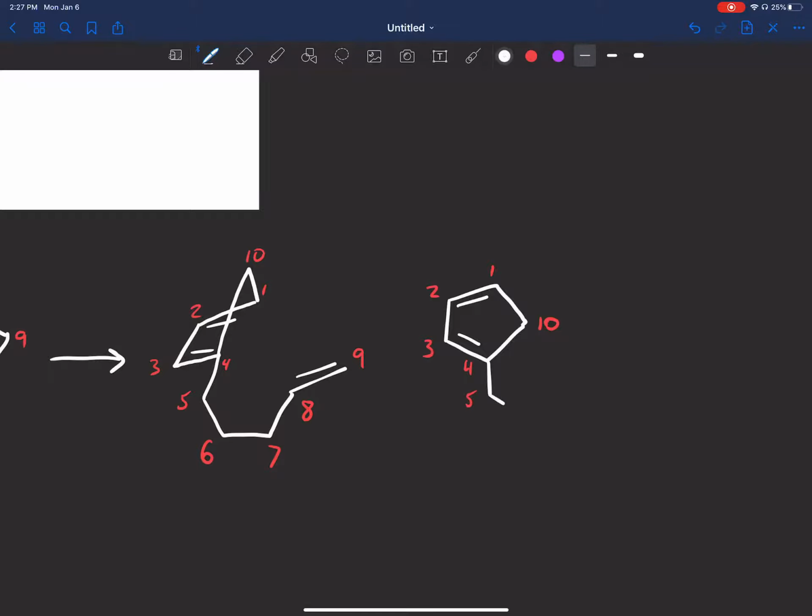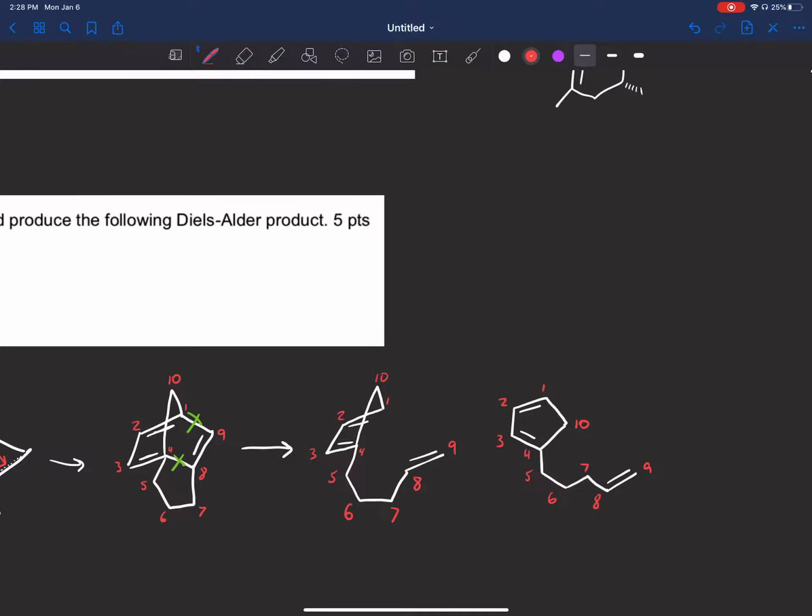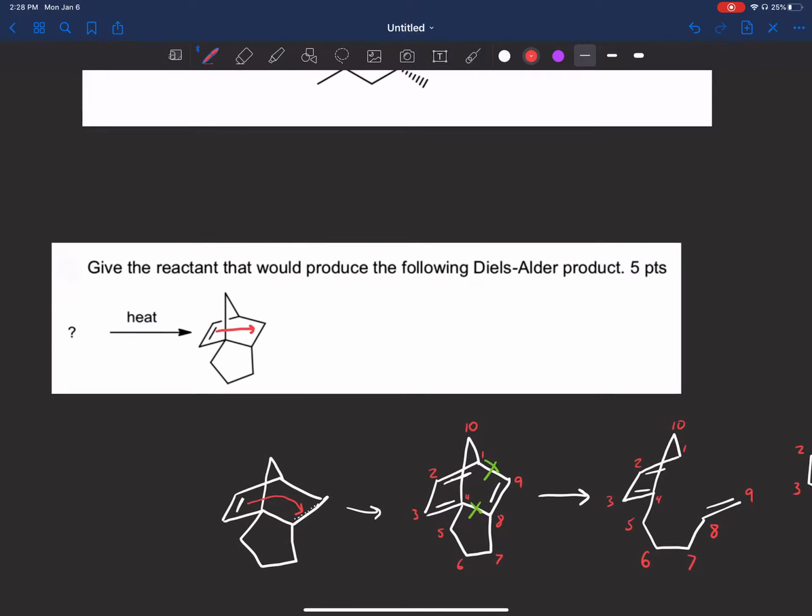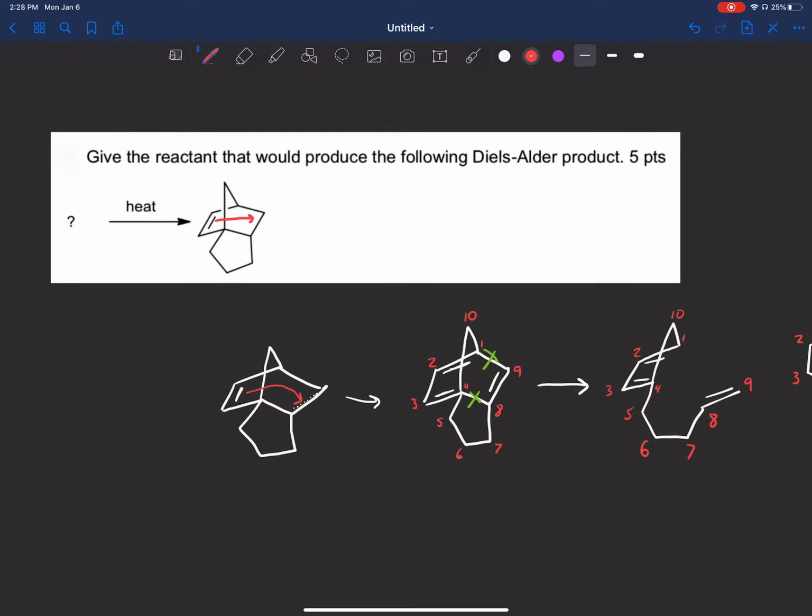5 was connected to 6. 6 was connected to 7, which was connected to 8. And then to 9, and that's where our dienophile is. Okay? So that would have been the answer to this question, right? What's the reactant that produces this Diels Alder product?